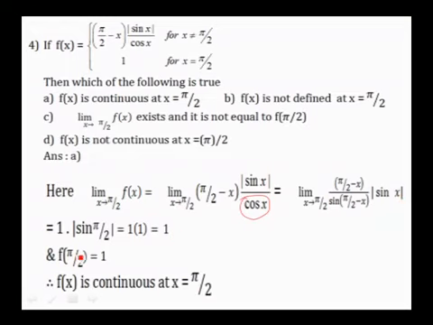So f of pi by 2 is 1. He has given that f of pi by 2 is also 1. And you have obtained that the limit of f(x) as x tends to pi by 2 is also 1. Since these two are the same, I can say f(x) is continuous.